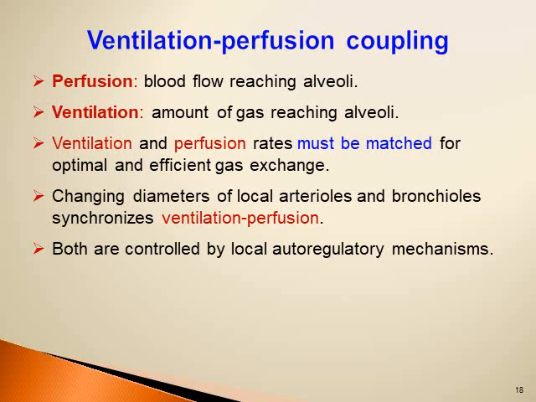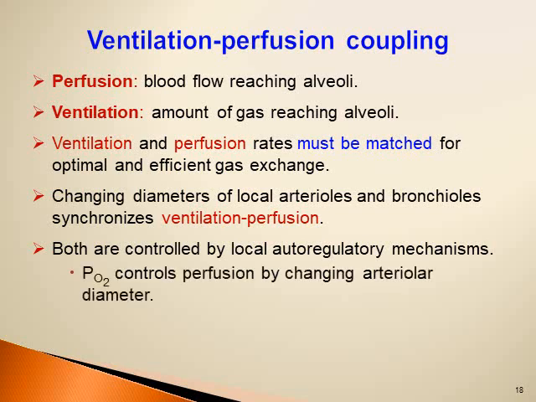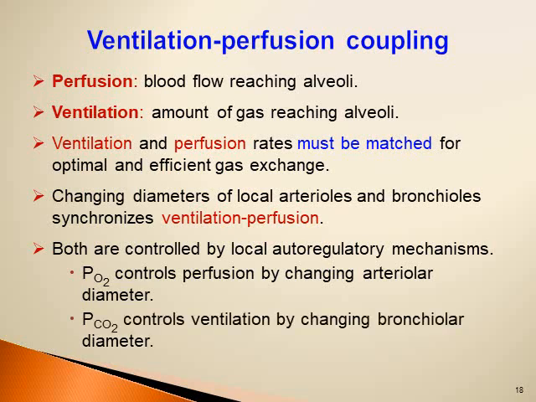Both ventilation and perfusion are controlled by local autoregulatory mechanisms. Partial pressure of oxygen controls perfusion by changing the arteriolar diameter, and the partial pressure of carbon dioxide in the alveoli controls ventilation by changing the bronchiolar diameter. And as I said, the autoregulatory mechanism to match ventilation and perfusion will be discussed in more detail, inshallah, in the respiratory module.